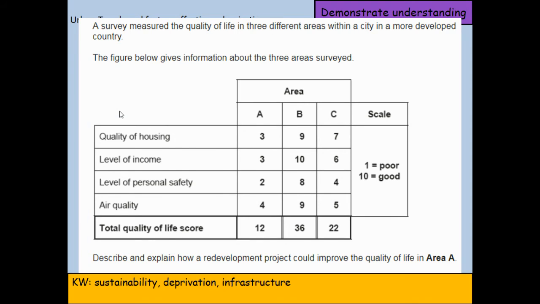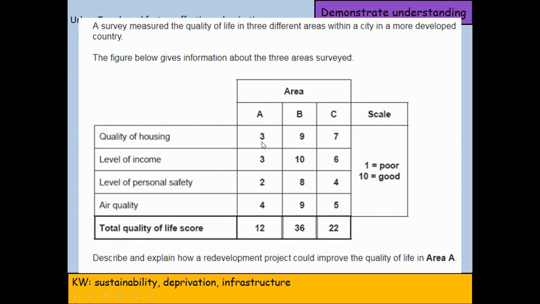A survey measured the quality of life in 3 different areas within a city in a more developed country. So it might be London, might be New York, might be Los Angeles, somewhere that's quite rich. The figure below gives the information about the areas studied. So you've got area A. That might be the centre, that might be the outskirts, and that might be your suburban area. I don't know. It's just general. They don't give you the specifics. It's just 3 different areas.